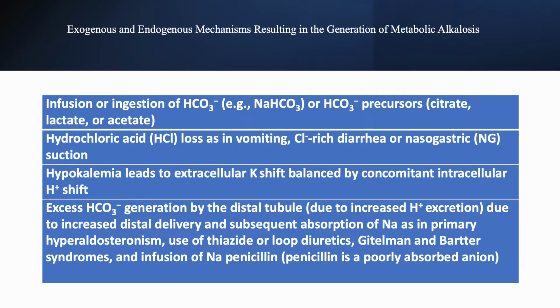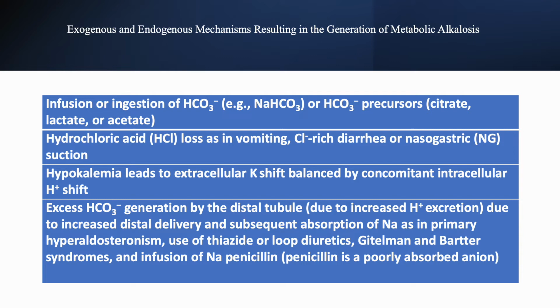Now, let's talk about how metabolic alkalosis is generated. We have exogenous and endogenous mechanisms. So where do we get bicarbonate? Well, if you're infusing or ingesting bicarbonate, sodium bicarbonate or precursors like citrate, lactate, acetate, like you do with TPN sometimes. Maybe someone is being resuscitated and they're getting a lot of bicarbonate. Maybe someone has DKA and erroneously they got a lot of bicarbonate, and then the keto acids are metabolized and now you have alkalosis, etc. Sometimes it's loss of hydrochloric acid. Like we said, loss of hydrogen is like gaining bicarbonate, such as vomiting.